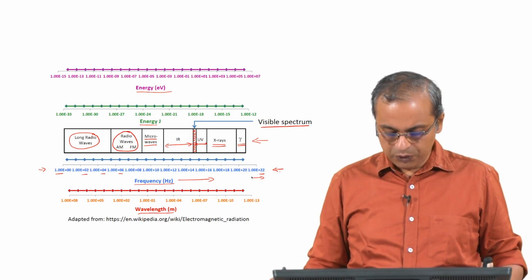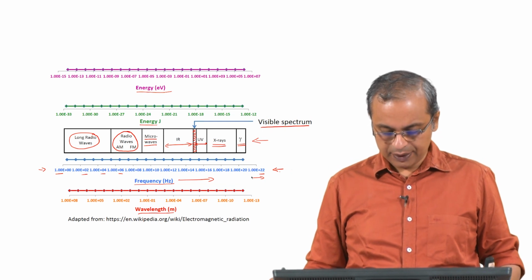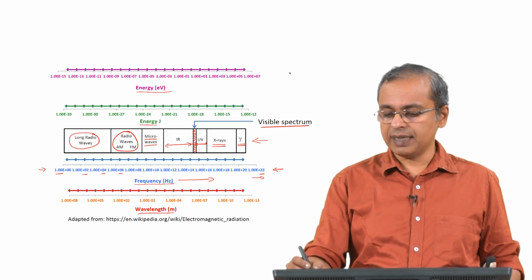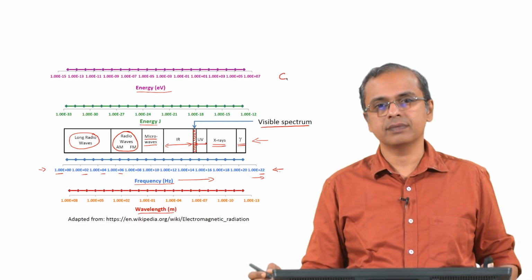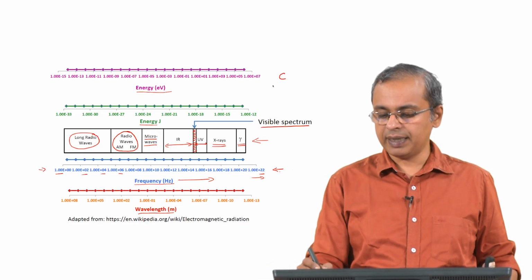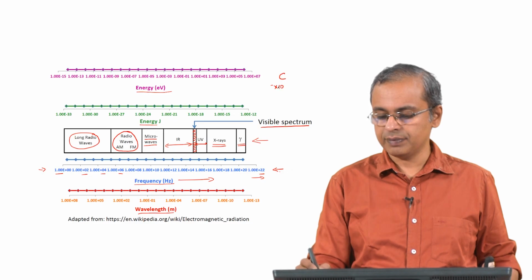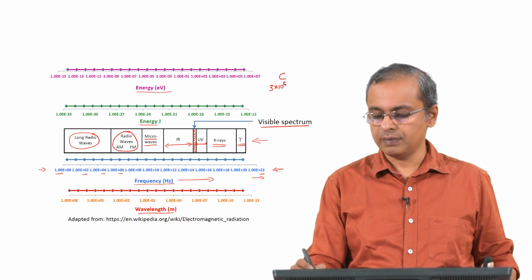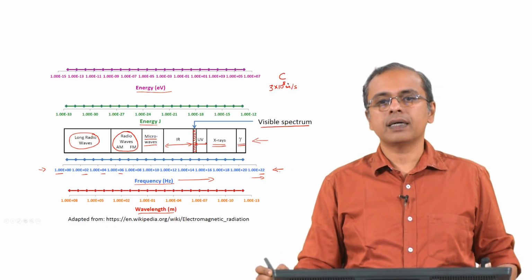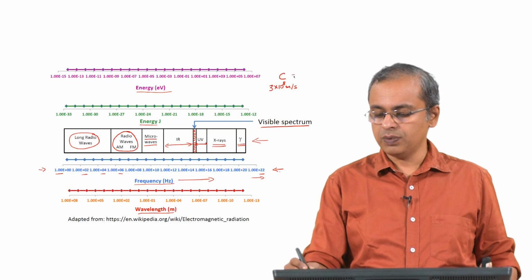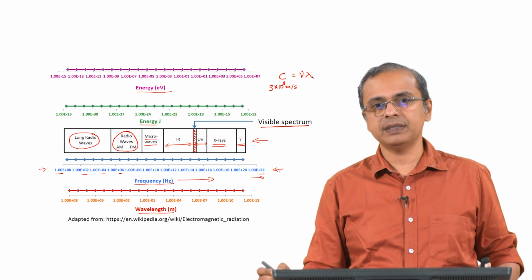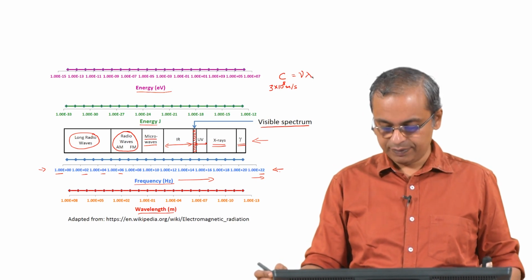Now, if you look at the relationship, given that this is all electromagnetic radiation, it is all travelling at the speed of light, which is c. Okay. So, it is travelling at the speed of light c, which is 3 into 10 power 8 meters per second. So, c is equal to nu lambda, where nu is the frequency and lambda is the wavelength, right.